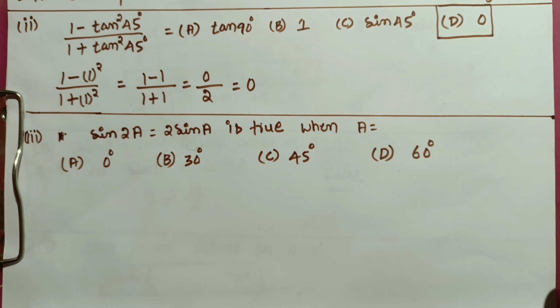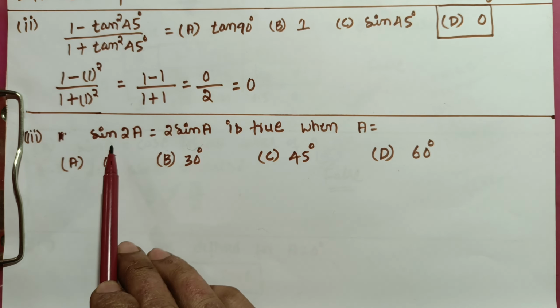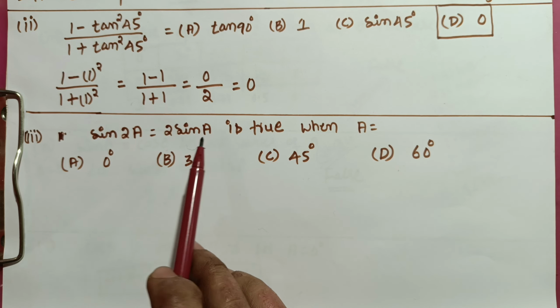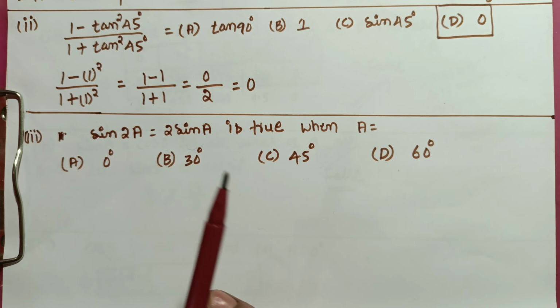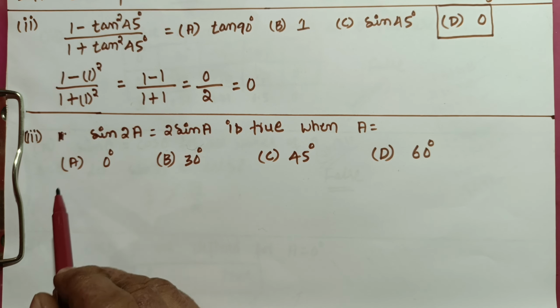The third question of the same exercise 8.2. Here, sin 2A equal to 2 sin A is true when A is equal to dash. It means that we need to substitute these angles into this expression. If the LHS of the equation is exactly equal to the RHS of the equation, then the given statement is true, or else it is going to be false. Now let me check it.